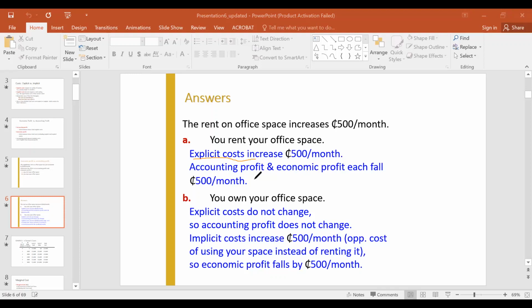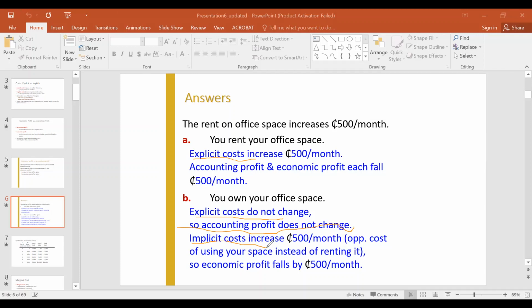Now, what if you own the office space? If you own the office space, you are not paying explicitly to anybody. So explicit costs do not change. So accounting profit does not change. The accountant hasn't seen a new cost in his books, because you own the office space. However, an economist thinks, no, your implicit cost has gone up.